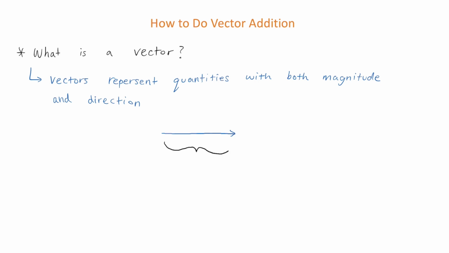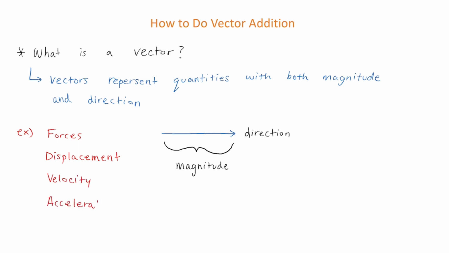The length of the arrow represents the magnitude of the vector quantity, and the direction that the arrow is pointed represents the direction. Some examples of vector quantities include forces, displacement, velocity, and acceleration. For example, if we're looking at a rocket, and we know that that rocket's engine applies a thrust force of 50 newtons, we can represent that force using a vector.